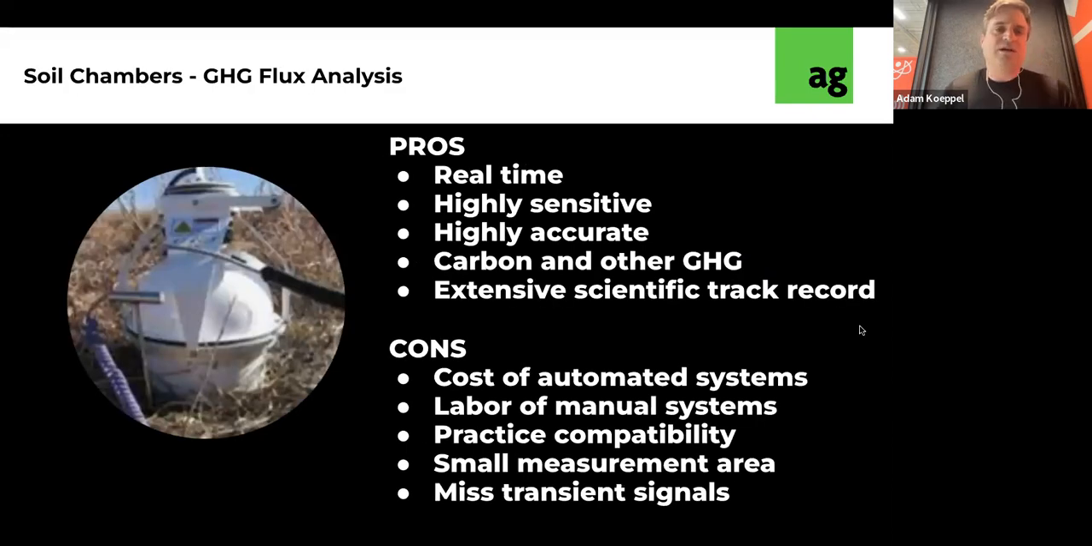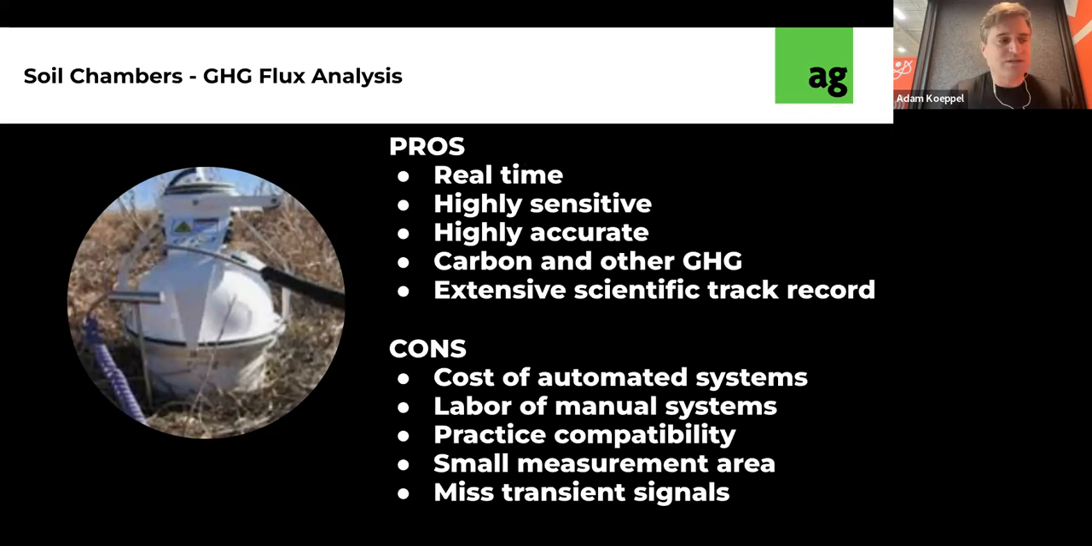So an additional greenhouse gas flux approach is the soil chamber. The soil chamber is essentially an enclosed volume where concentrations of gases are measured over time to see if the soil is emitting them or absorbing them and at what rates. And there are a number of pros to this approach. It is real time if it's a digital analyzer connected or inside.